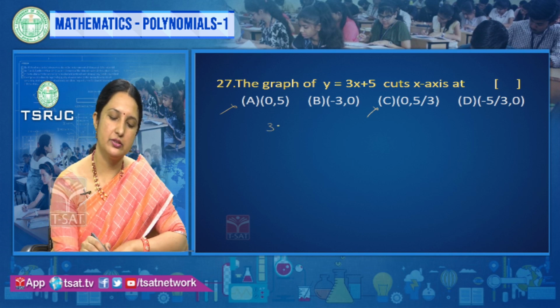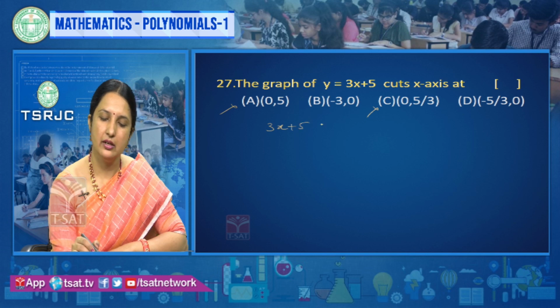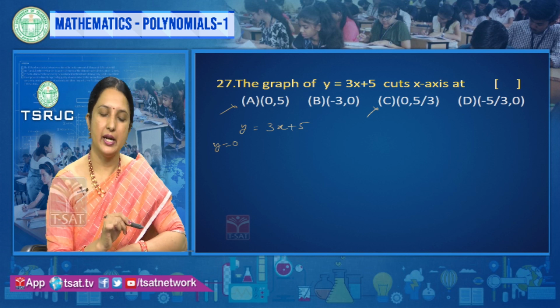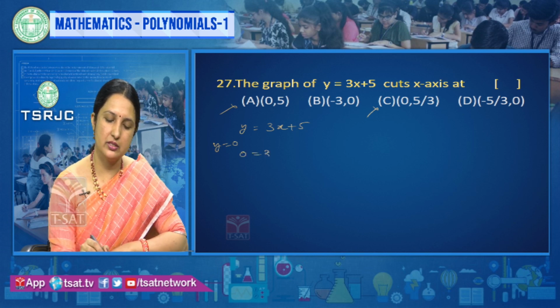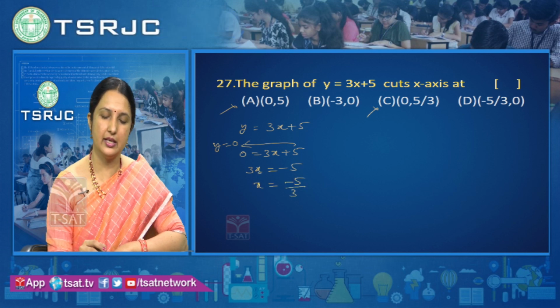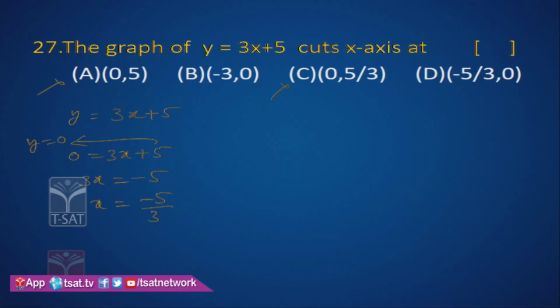You should take, in the place of y, you take 0. In the place of y you write 0. What are you getting? 0 equals 3x plus 5. Then 3x equals, when 5 comes to this side, it will become minus 5. x equals minus 5 divided by 3. When it goes to the right side, it divides. So x equals minus 5 by 3 and y equals 0. That coordinate is what? Minus 5 by 3 comma 0. So option D is the correct one.